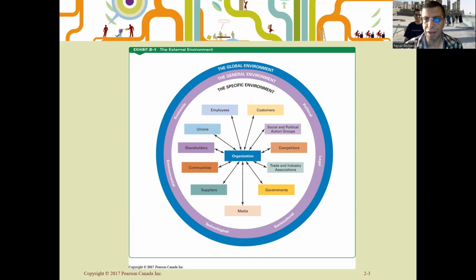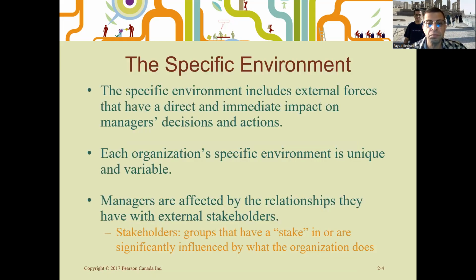I usually have each one of them in at least 2 or 3 chapters. We should cover it, but we're going to briefly explain these. And then you have the general environment, which is political, legal, socio-cultural, technological, environmental, and economic. And then we have the global environment.